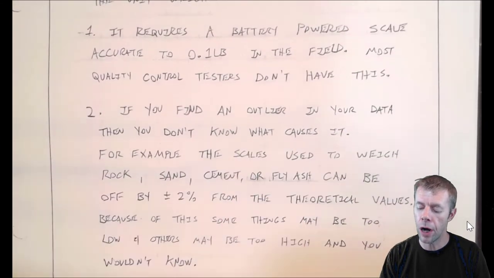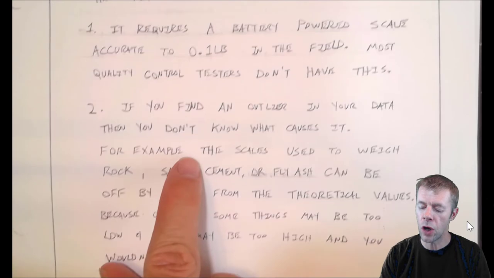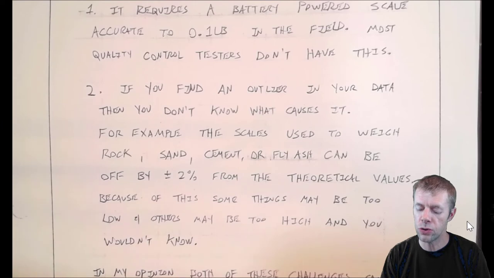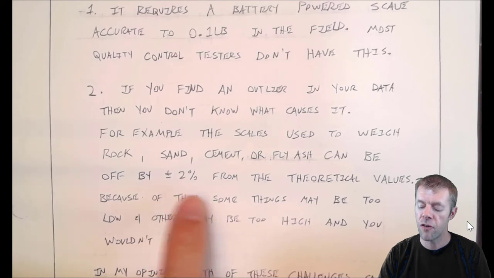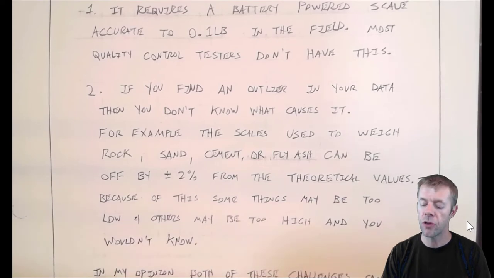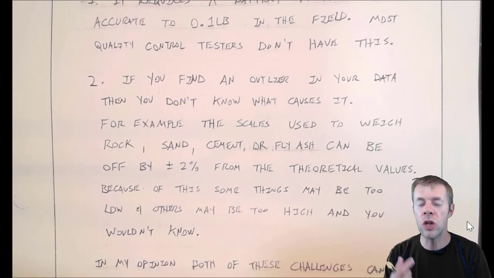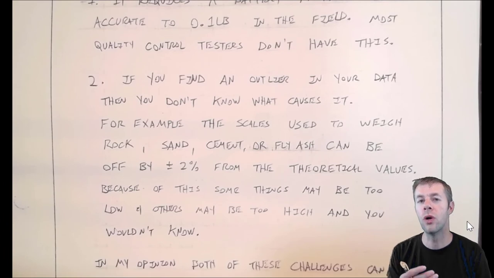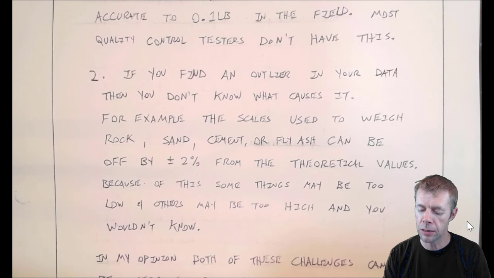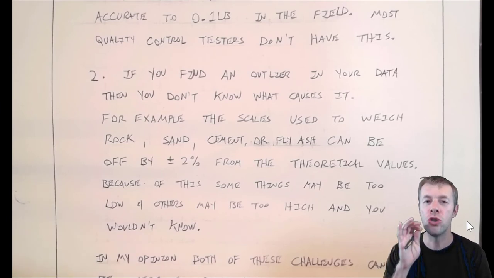And if you find an outlier in your data, then you don't really know what causes it. I said this before. For example, the scales that are used to weigh the rock, the sand, the cement, or fly ash, they can be off by plus or minus 2% from the theoretical batched value. These scales can be off. They're not perfect. But the good thing is that you usually know how much they are off. They usually tell you if they're a little bit high or a little bit low and about how far they're off. But because of this, some things may be too low and others may be too high, and you wouldn't know if you just used the theoretical unit weights to compare.